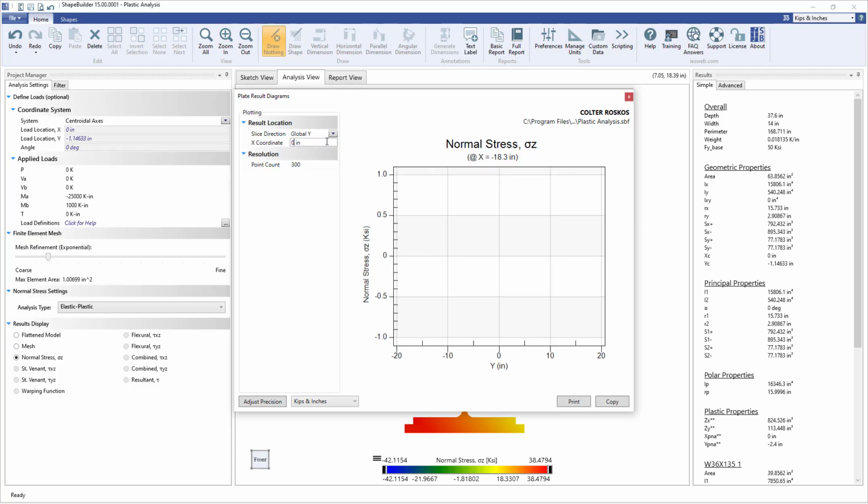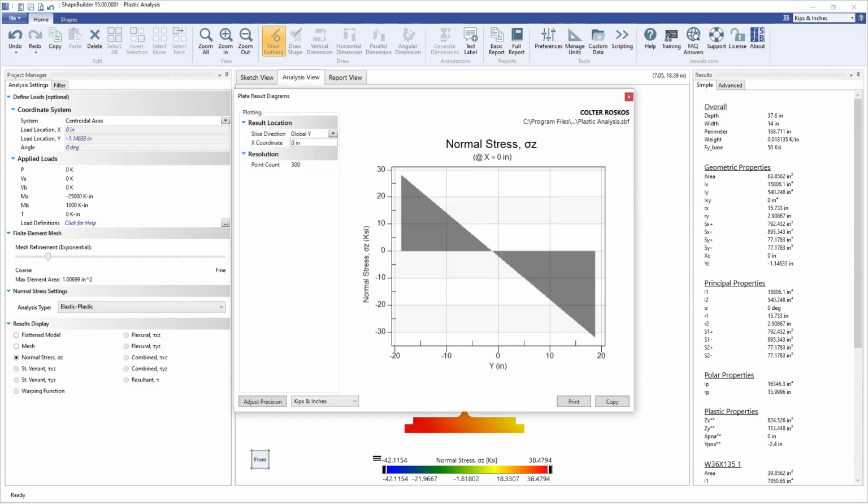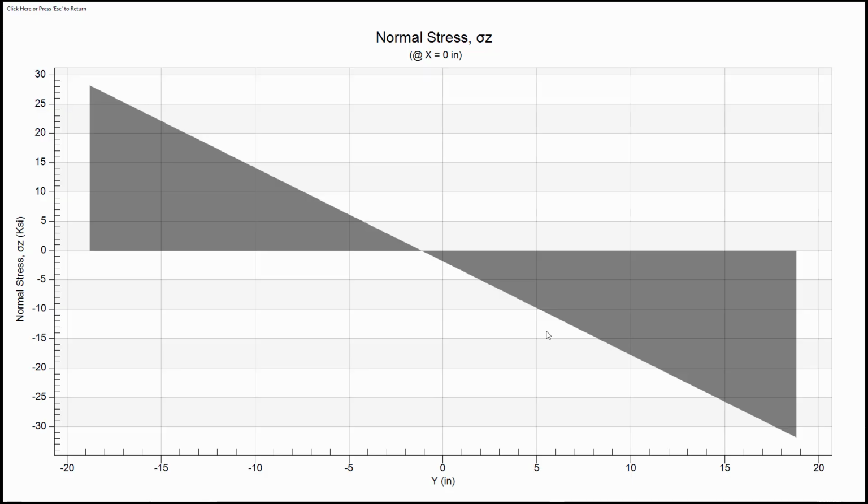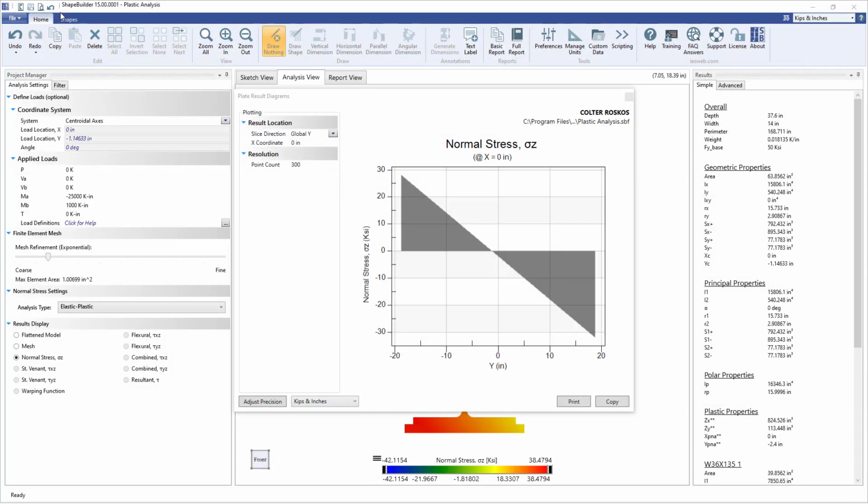Also, we can flip the slice direction from global X to global Y and set the X coordinate to 0 to see the normal stress at a vertical slice through the center of the beam. Furthermore, the resolution of the graphs can be adjusted by increasing or decreasing the point count. Right-clicking the plot lets you maximize it for a detailed view. In addition to normal stress plots, you can also display St. Venant stresses, flexural stresses, the warping function, and more, depending on the selected result type.